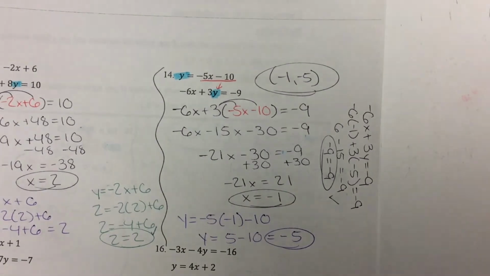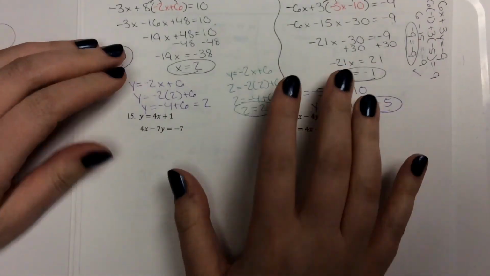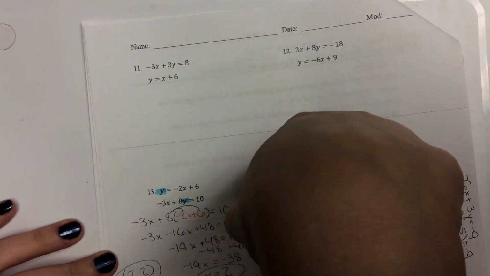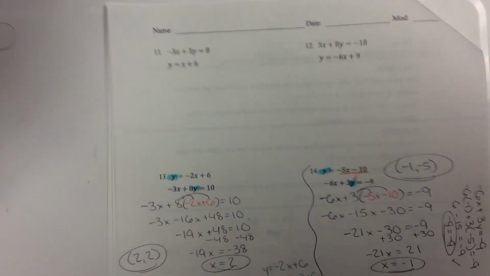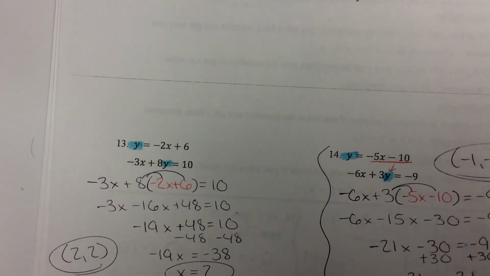All right, so lots of work with substitution. I want you to try 15 and 16, and don't forget 11 and 12 that I skipped up here on top. Do these last examples. Make sure you have them done before you come to class, and don't forget those summary questions. Have a good night.